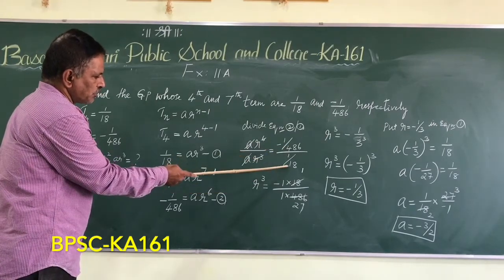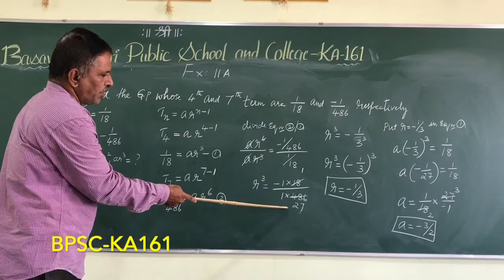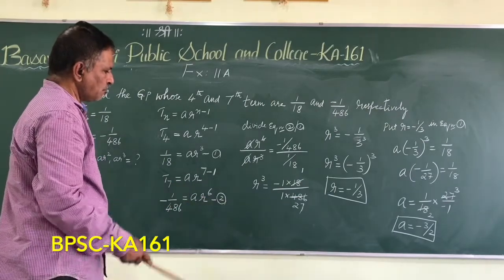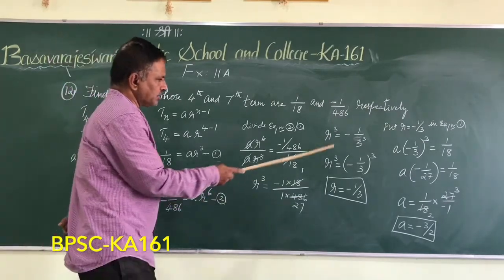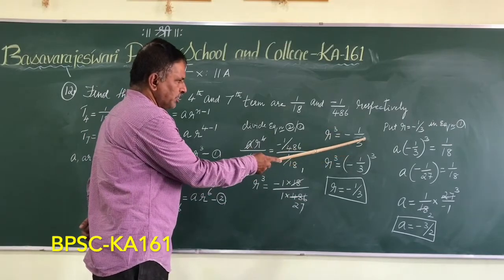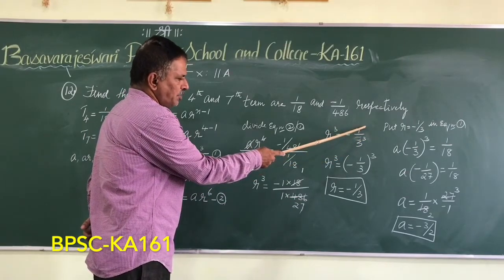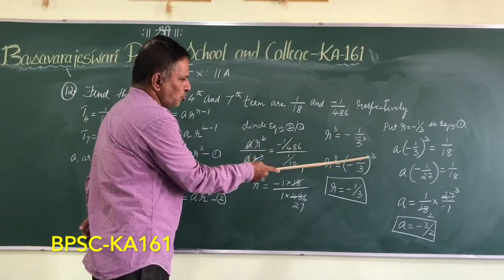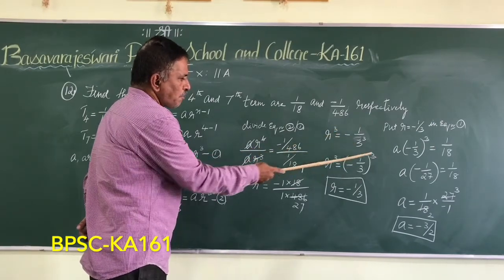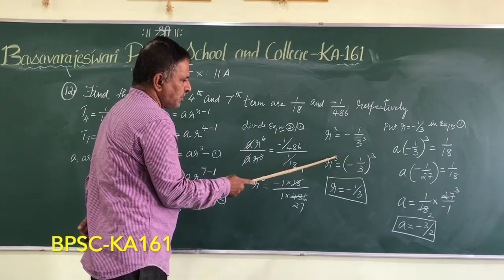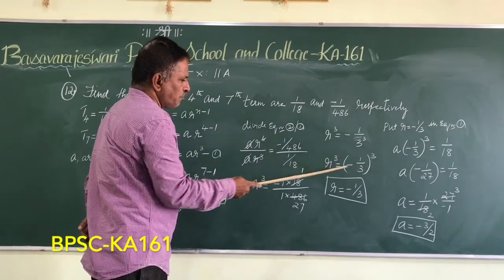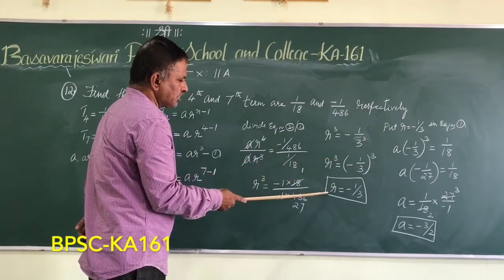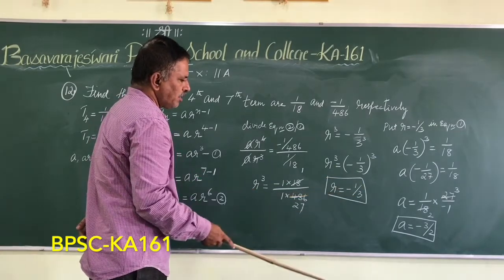Then these two after simplification, I will get minus 1 divided by 27. So minus 1 divided by 27 can be written as minus 1 divided by 3 to the power of 3. 1 can be given any power, so I given 3. So minus 1 divided by 3 whole cube we will get. Since bases are equal, powers will be equal. In this case, powers are equal. Therefore, bases are also equal. Hence, R value is minus 1 by 3.